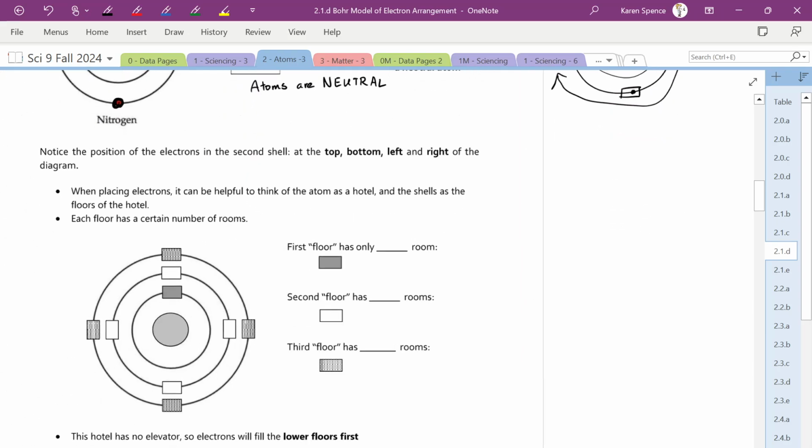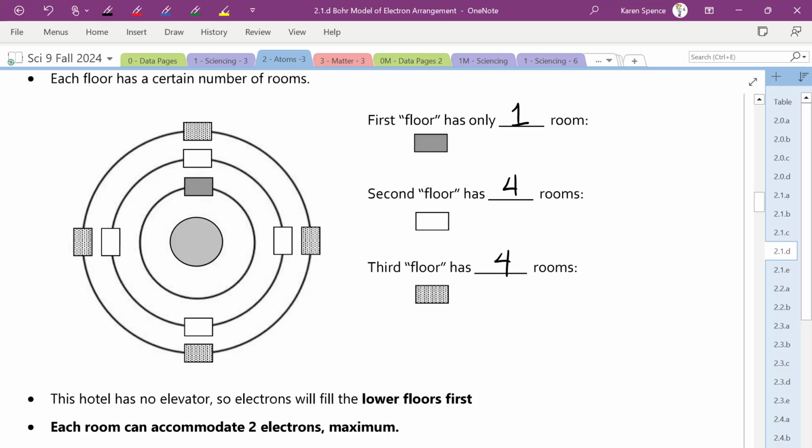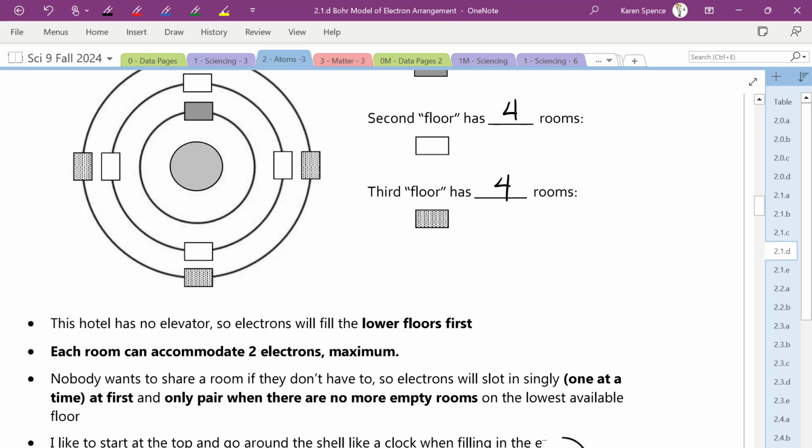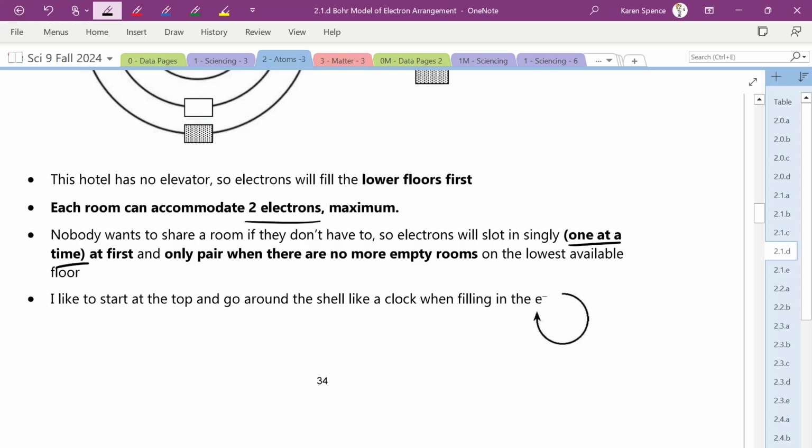Okay? So here's a little picture of the Bohr model. Our first floor has only 1 room. The second floor has 4 rooms. The third floor has 4 rooms. The hotel has no elevator. Oh, this is why the elevator's good, and you have lots of luggage. So electrons will fill the lower floors first. Each room can accommodate 2 electrons. They're only going to go in 1 at a time. And I like to go around clockwise.